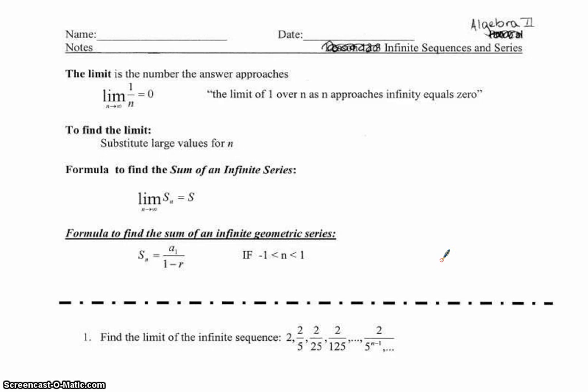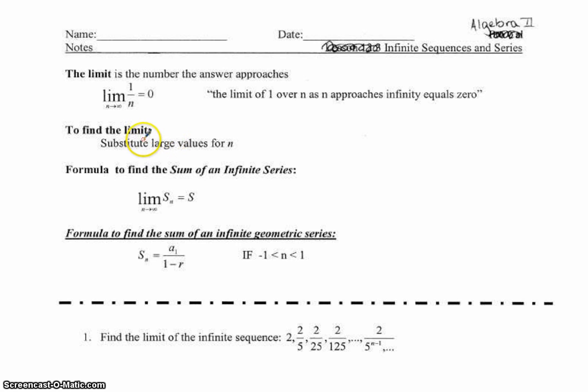Okay, this is for Algebra 2, and we're looking at infinite sequences and series today. The limit is the number that the answer approaches. When you have decimals or fractions you're working with, it's going to eventually get really close to a number but never actually get there, and that's called a limit. So the way this would read is the limit of 1 over n as n approaches infinity equals 0.